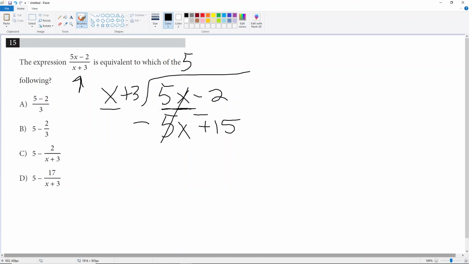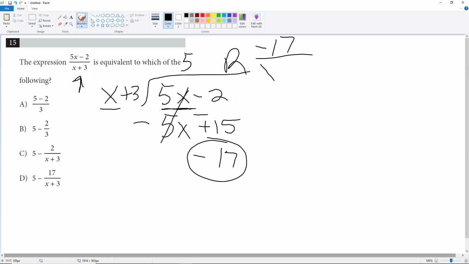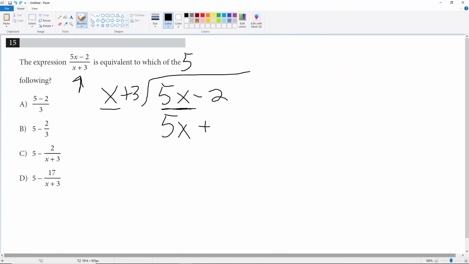So 5x minus 5x is 0. Negative 2 minus 15 is negative 17. That means the remainder is this, negative 17 divided by x plus 3. So it's 5 minus 17 over x plus 3. That's answer choice D.